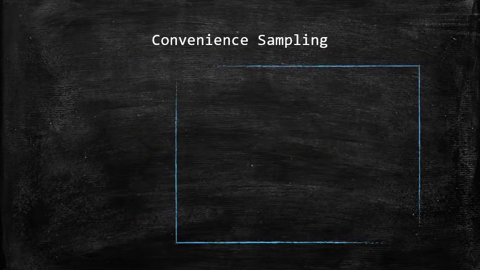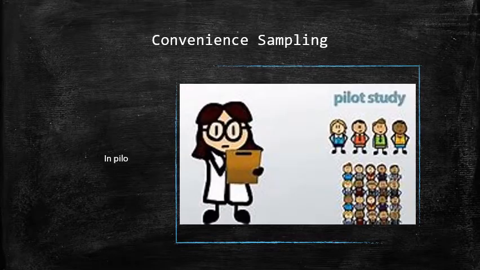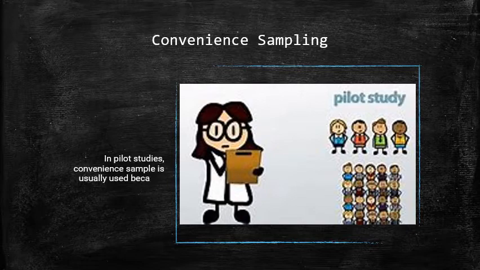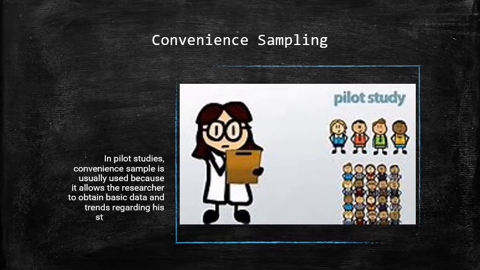When is convenience sampling useful? In pilot studies, a convenience sample is usually used because it allows the researcher to obtain basic data and trends regarding his study without the complications of using a randomized sample.